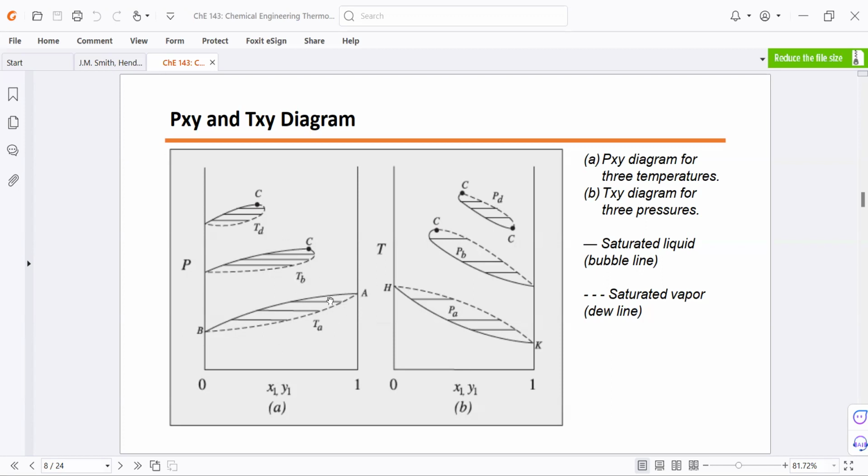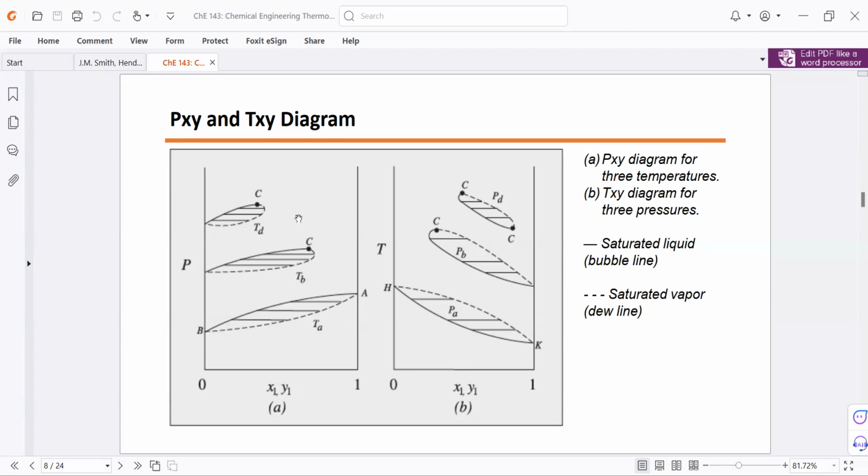For TA, the curves extend from the composition 0 to 1, but for TB and TD, they do not extend all the way through. By the way, before we proceed, the solid curve right here represents the saturated liquid or bubble line, and the dotted line at the bottom is the saturated vapor or the dew line.